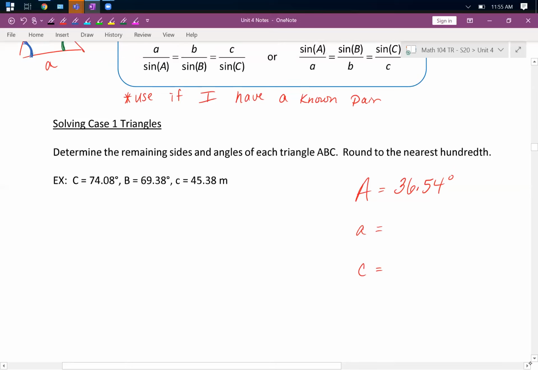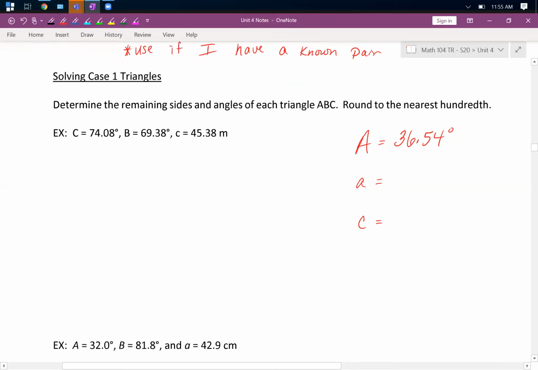Okay, great. So now we have that. Now it's time to find our two sides. We're going to use our known pair. That's going to be one half of our proportion, right? It's going to be one of the fractions: C over sine of C. And now that's going to be equal to, we need to pick whichever side we want to find, put it on the top, and then sine of that corresponding angle in the denominator.